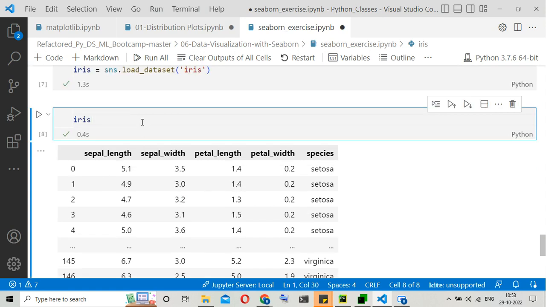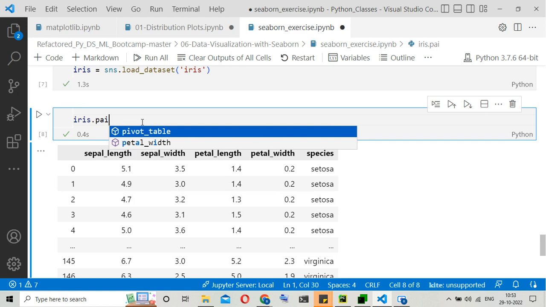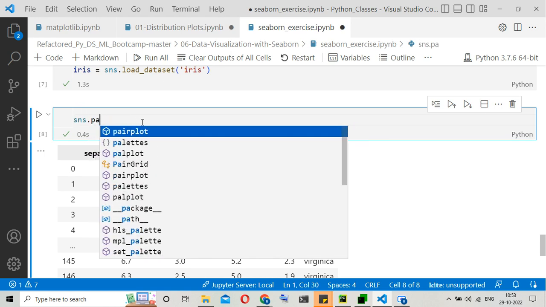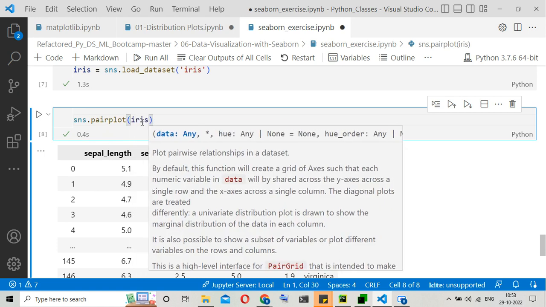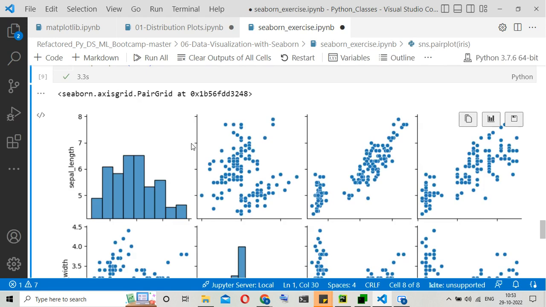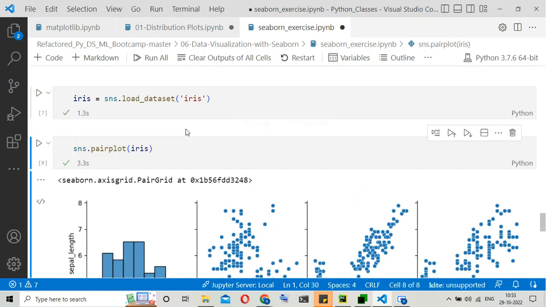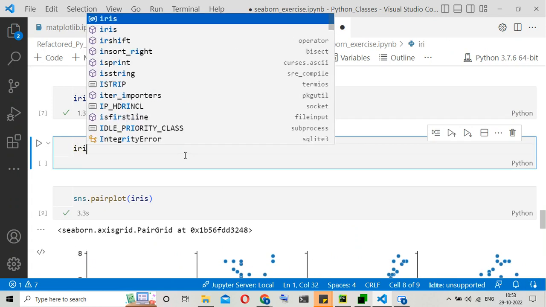So now when you do the pair plot, actually we should call sns.pairplot on this data set, iris. It will auto select the numerical columns. So now you can check, right? Iris has four numerical columns.